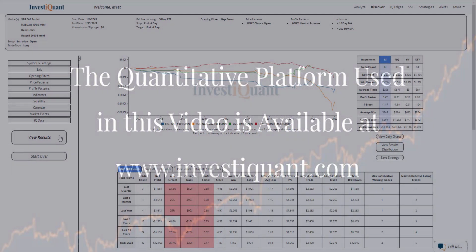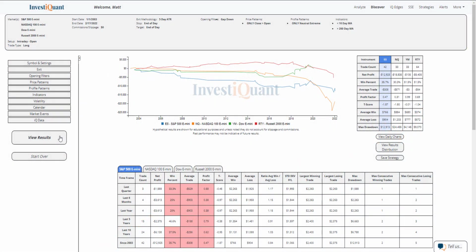All right, here we go. These are the results based upon entering the market long at 9:30 a.m. Eastern Time, exiting at 4:15 p.m. Eastern Time, when the prior session has a neutral extreme up day in a weak bull market environment, followed by a down gap. So historically, we've got 42 samples here in the S&P. We've got 33 in the NASDAQ, 33 in the Dow, 64 in the Russell.